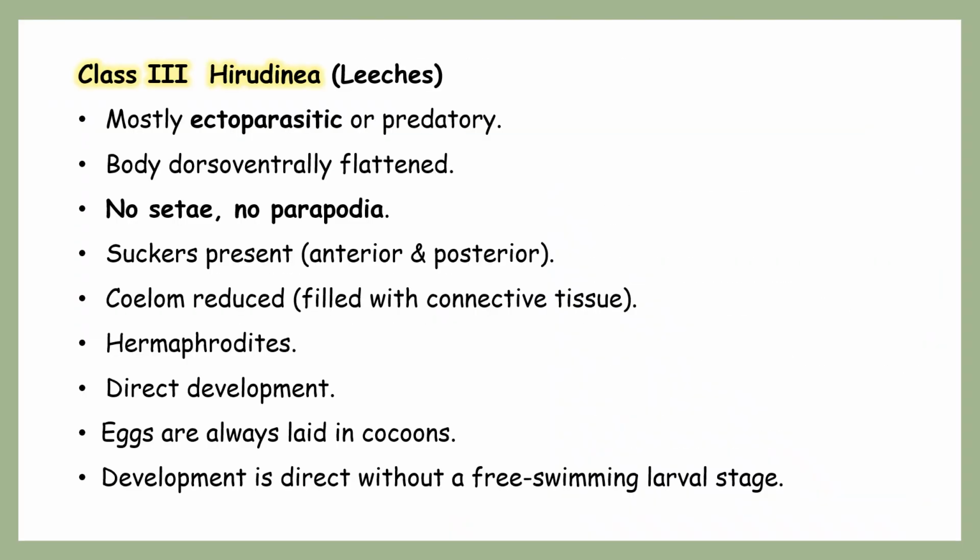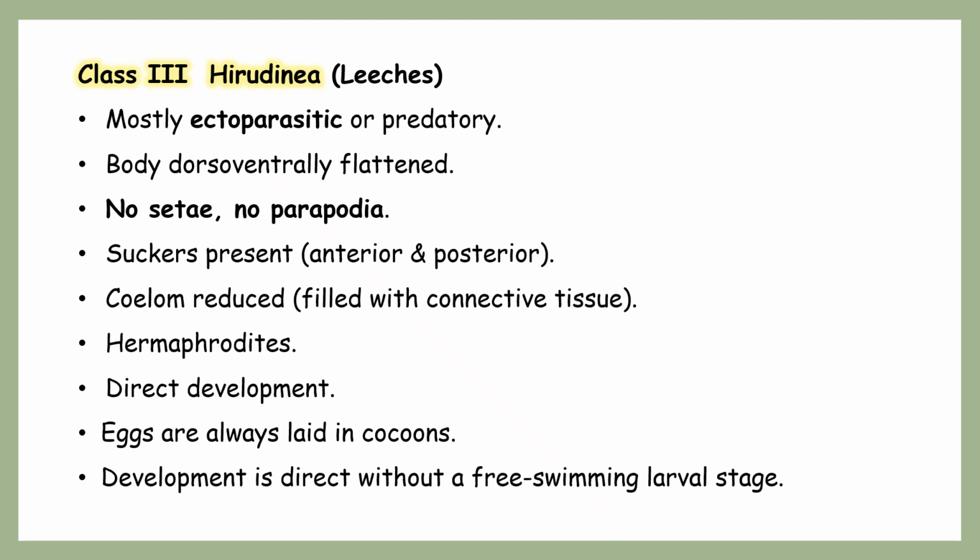Coming to class 3, Hirudinea. This class completely belongs to the leeches category, which are ectoparasitic, predatory in nature actually. The body is dorsoventrally flattened and they don't have any setae or parapodia. They're completely absent. Instead, they have developed suckers because they are parasitic. They have to stick to the host body, right? Because of this ectoparasitic nature, instead of parapodia and setae, they have developed suckers on both the anterior side and the posterior side.